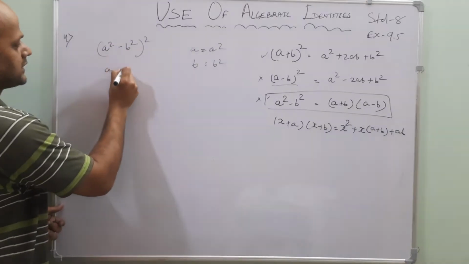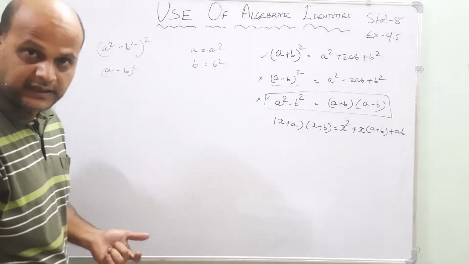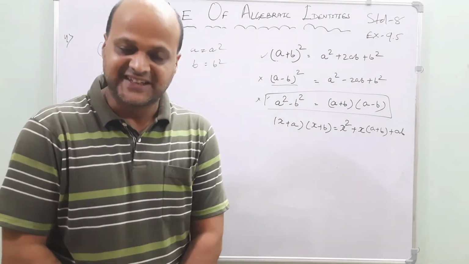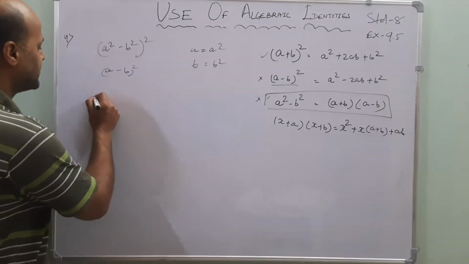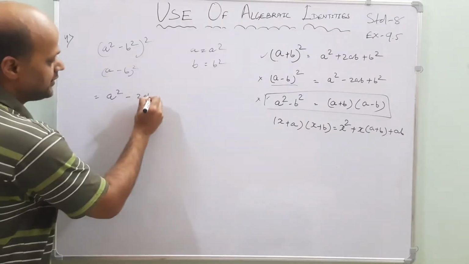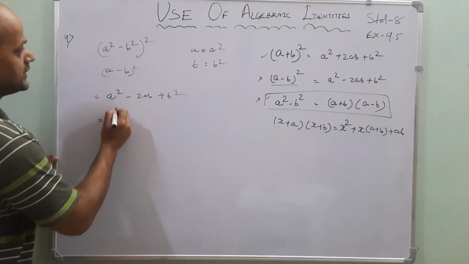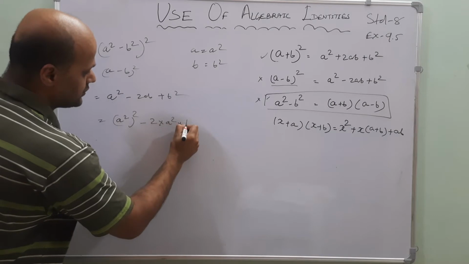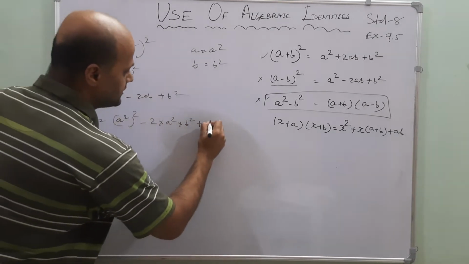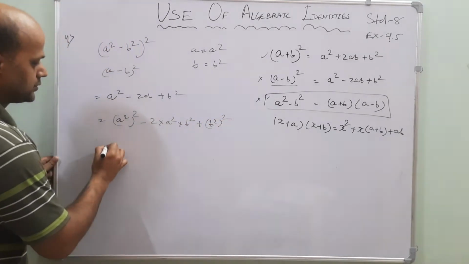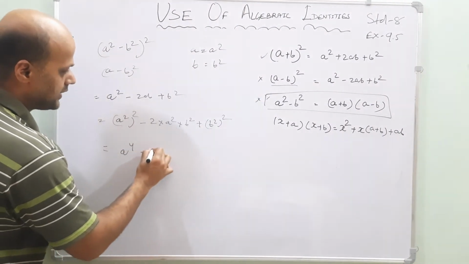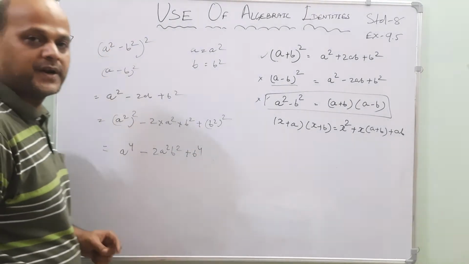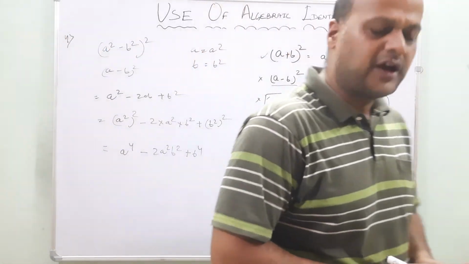Now what is the formula coming? Who will tell me? Yes, very good. It is (a minus b) whole square is equal to a square minus 2ab plus b square. Now put the values. A square is what? A square's whole square minus 2 into a square into b square plus b square's whole square. So what is the answer? A power of 4 minus 2 a square b square plus b power 4. Understood? In this manner you have to solve the question.